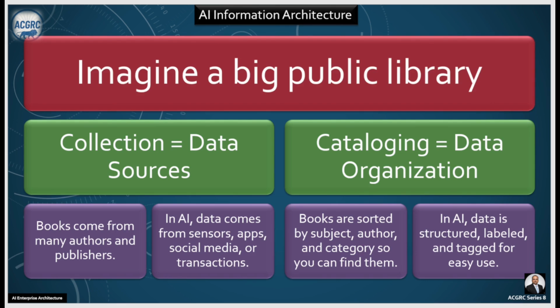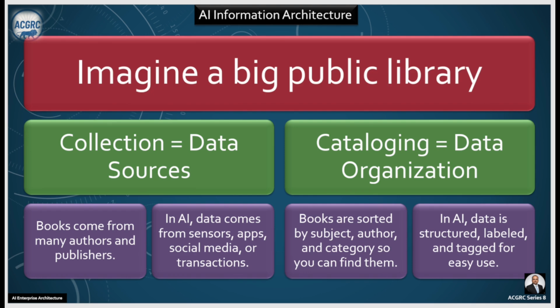Now, let's go with an example. Imagine a big public library. Books come from many authors and publishers. Similarly, in AI, data comes from sensors, apps, social media, or transactions. That's your data source.